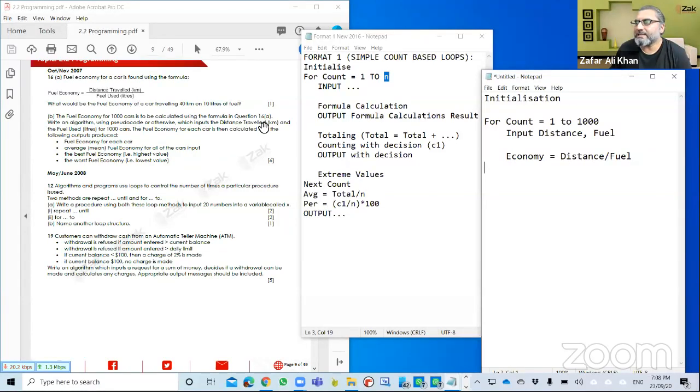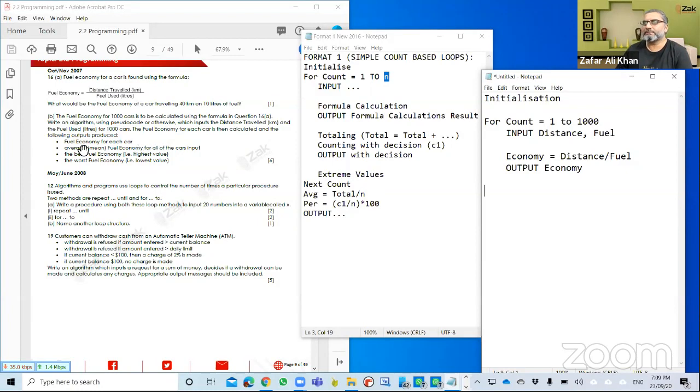The fuel economy of each car is then calculated, so we calculated it, and the following outputs are produced. Fuel economy for each car. So then output economy. All right. So let's say distance entered is 40 and fuel entered is 10. So 40 divided by 10 is 4, and that is assigned to economy. Now the screen will show economy 4. So the formula calculation is done, and the output of the formula calculation results is done as well.